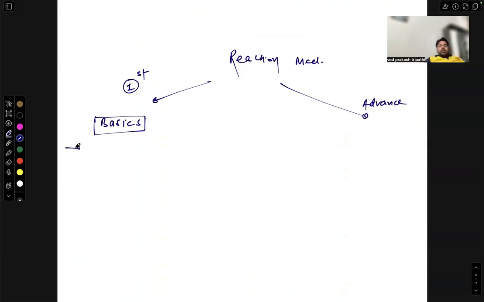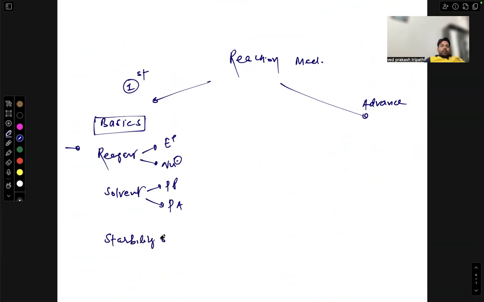In basics, we are going to talk about the reagents. Reagent means electrophile, nucleophile. We will talk about the effect of solvent like polar protic, polar aprotic. We will discuss the stability of carbocation and its rearrangement. This is a very, very important thing. Rearrangement.